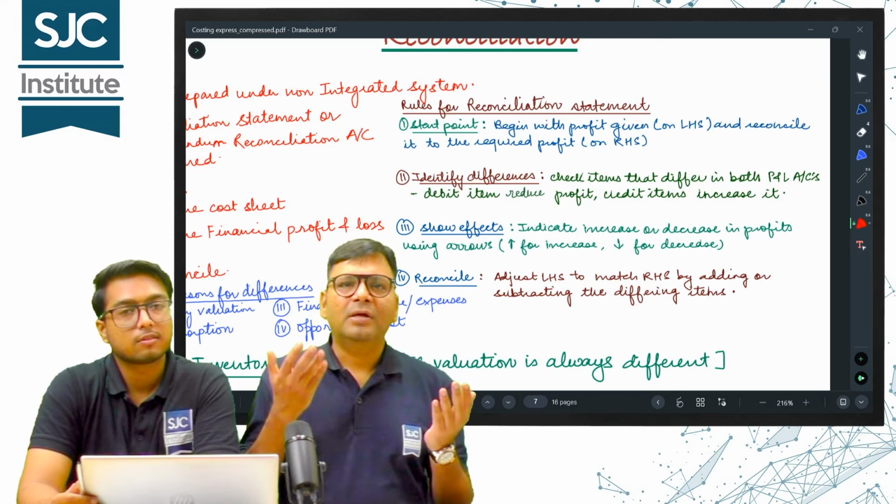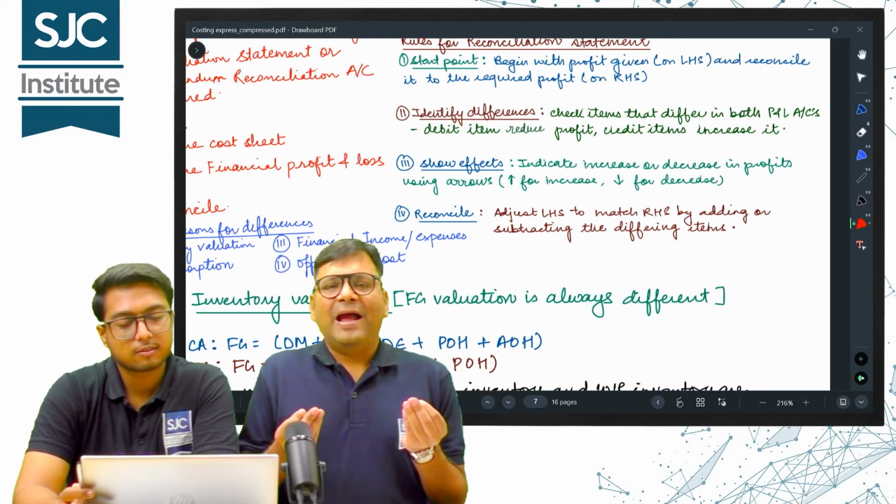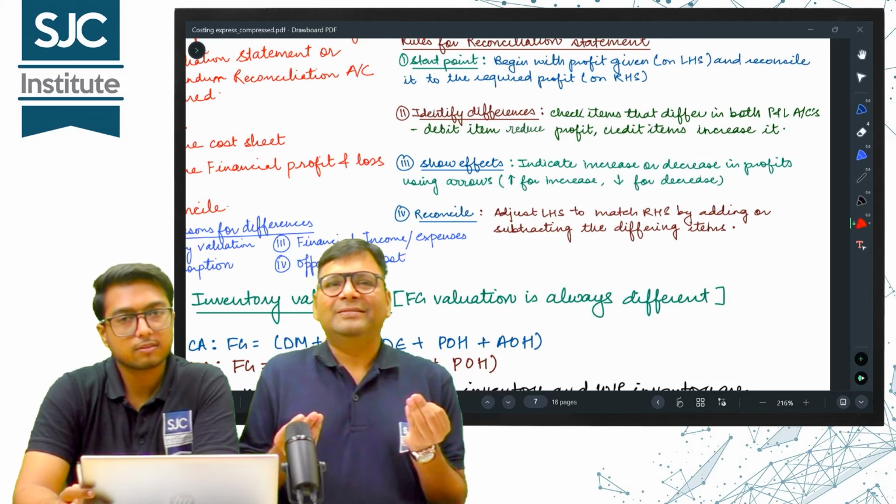The second point, you need to identify the differences. Check items that differ in both cost accounts and financial accounts. Debit items reduce the profit while credit items increase the profit. For instance, if you find overhead absorption and overhead actual amount are different, that means in cost accounting, factory overhead is shown as 1 lakh, that is overhead absorbed amount. So factory overhead is what?